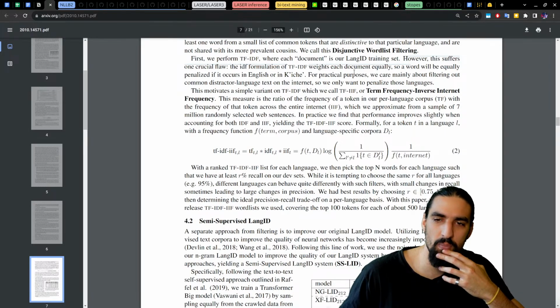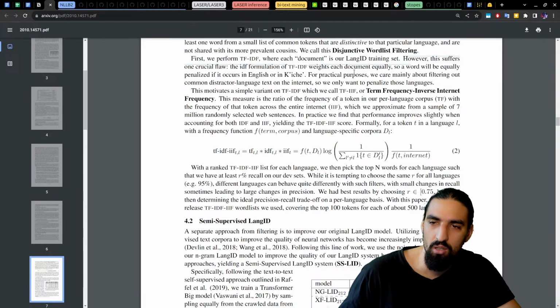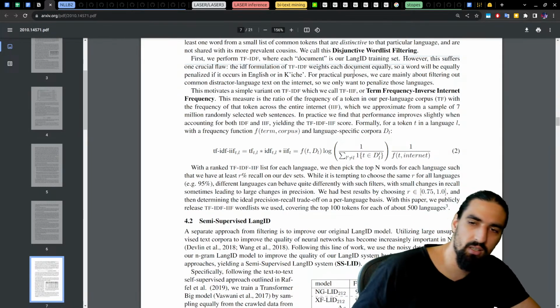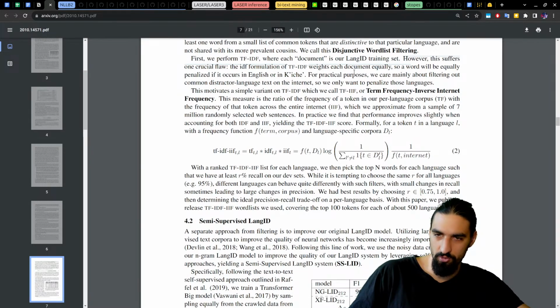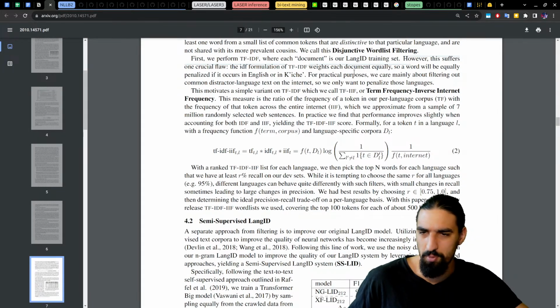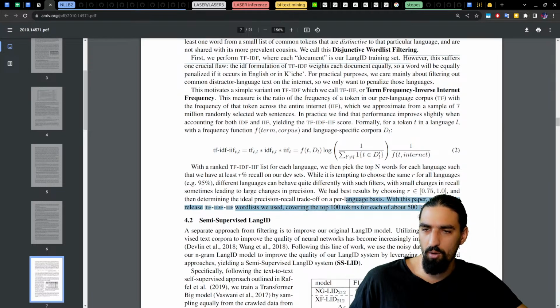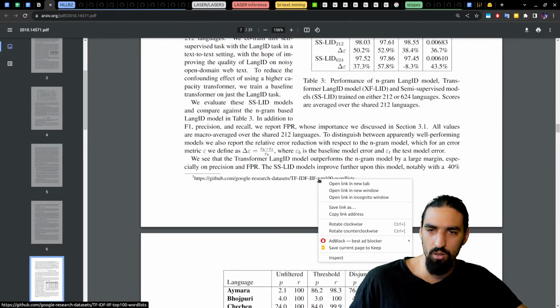With a ranked TF-IDF-IF list for each language, we then pick the top n words for each language such that we have at least R percent recall in our dev tests. While it is tempting to choose the same R for all languages, different languages can behave quite differently with such filters, with small changes in recall sometimes leading to large changes in precision. We had best results by choosing R to be in that range and then determining the ideal precision-recall trade-off on a per-language basis. With this paper, we publicly released the TF-IDF-IF word lists we used, covering the top 100 tokens for each of about 500 languages. Okay, that's cool. Let's see that.